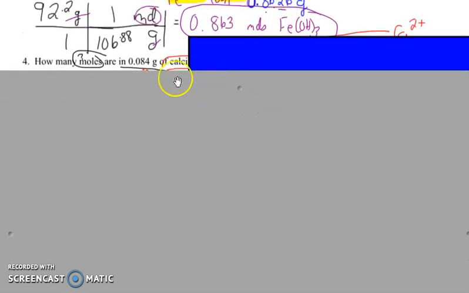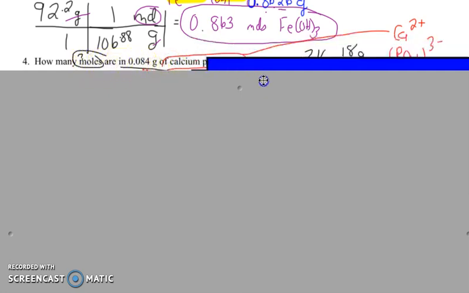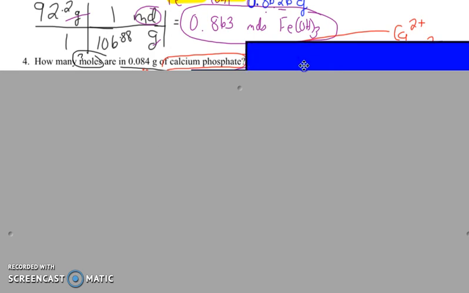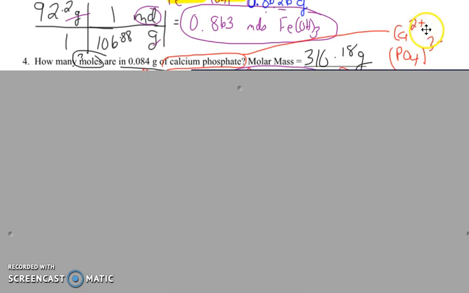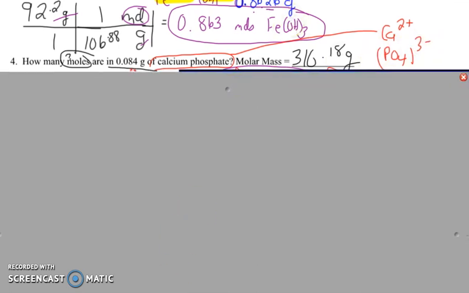Let's try question 4. How many moles are there in 0.8084 grams of calcium phosphate? So what is the first problem I have to tackle? Calcium phosphate. I've got to figure out what that is. So calcium, alkaline earth metal, column 2, it's a 2 plus. Phosphate you have memorized is PO4 3 minus. Do your crisscross. So what is your final formula for calcium phosphate? Go ahead, Bailey.